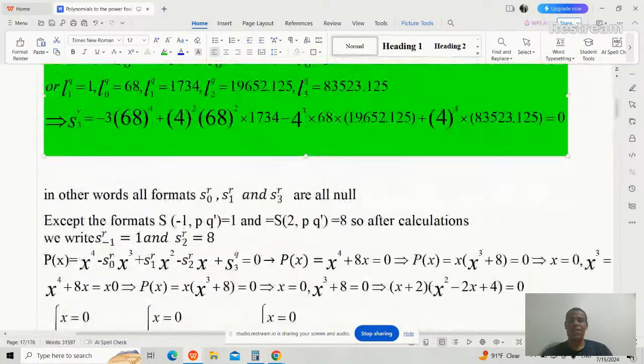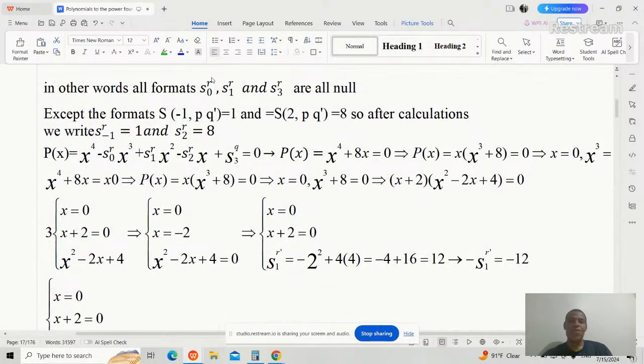We will go to the second step. So learners, in other words, all the former S0, S1, and S3 are equal to 0. Yes, are equal to 0. Okay, except S minus 1 of the PQ, which is 1, and S2 of the PQ dash, which is 8. The others are equal to 0. No need to write them.